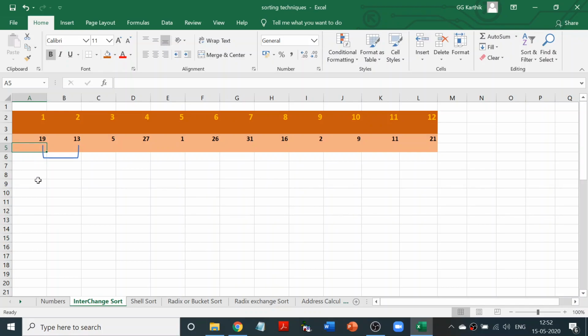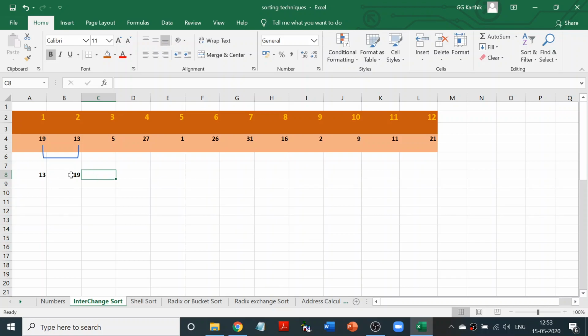Let us start. Here the first position is 19, second position is 13. I have to make a comparison between 19 and 13. Whichever is the smaller number I write in the beginning, followed by the bigger number. Again, first position is 19, second position is 13. I compare position number 1 and position number 2. 19 compared with 13, 13 is smaller, 19 is bigger.